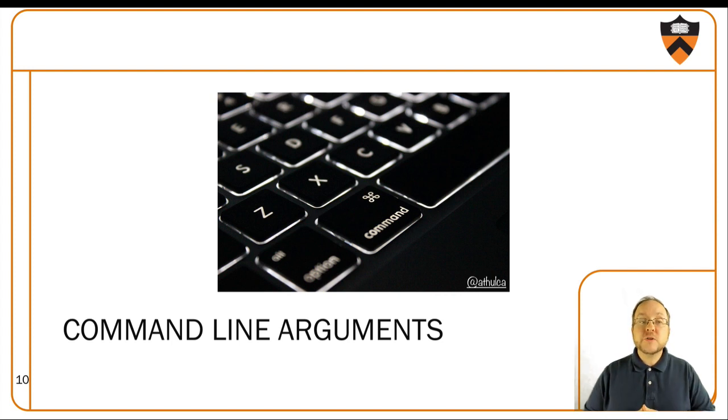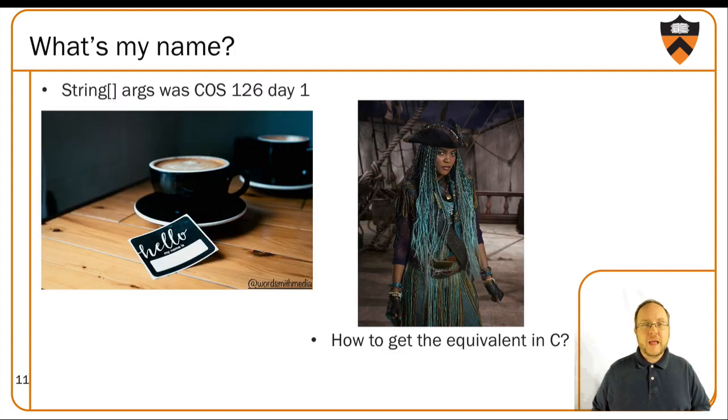All right, so thus far we haven't really been given much input into our programs. We've seen scanf, but we haven't really used it much, and we haven't seen command line arguments at all. So the next thing we're going to cover, now that we've seen structs, is command line arguments. And that's actually one of the first things that you learned in 126, before you ever saw standard in, was how to work with command line.